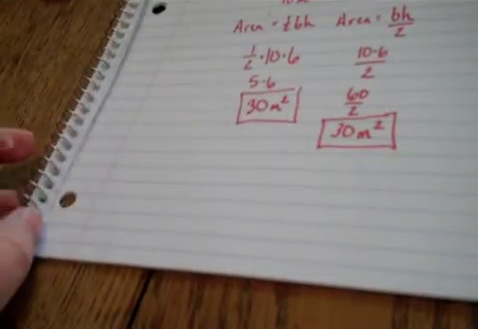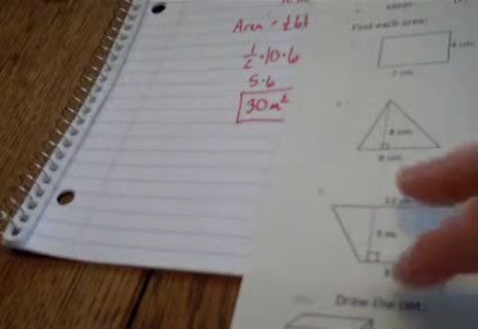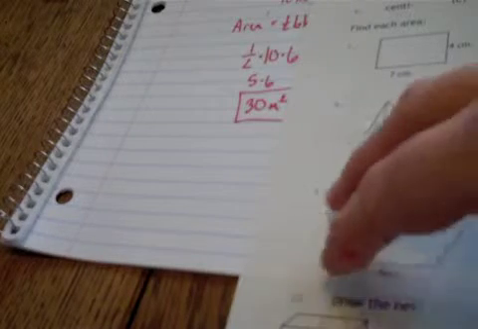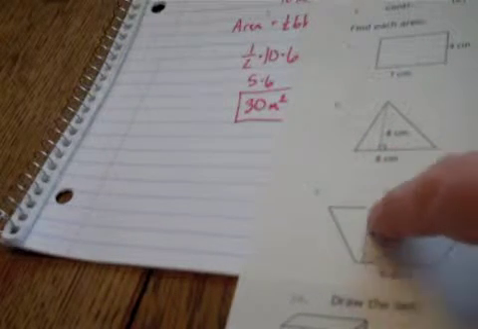Then you have this wonderful shape. Do you remember what this shape is called? It starts with a T. It's a trapezoid. Remember that you can identify the trapezoid because it has one set of parallel lines. So see how these are parallel? And then we have this nice dotted line.